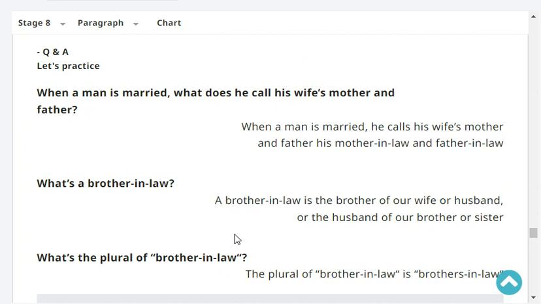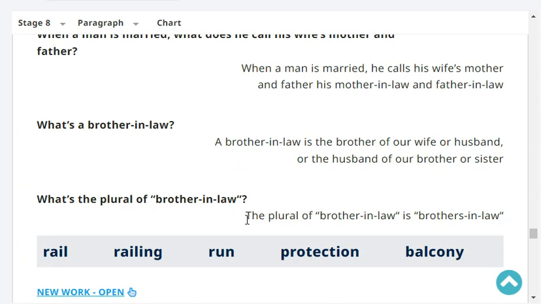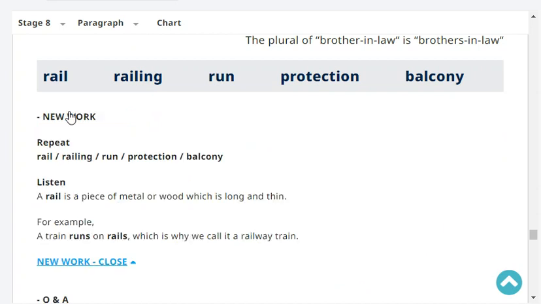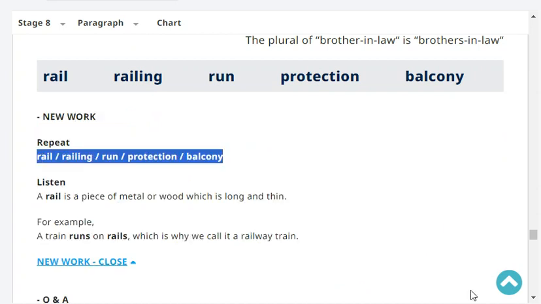A brother-in-law is the brother of our wife or husband, or the husband of our brother or sister. What's the plural of brother-in-law? The plural of brother-in-law is brothers-in-law. Very good.